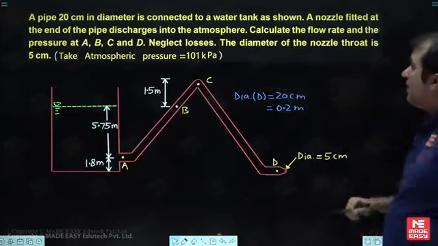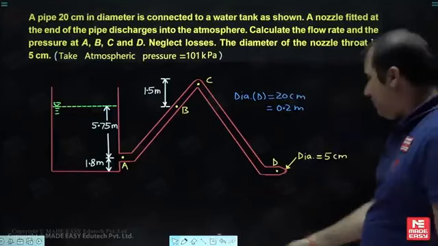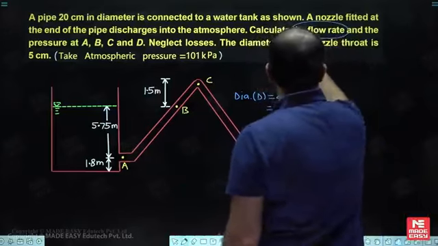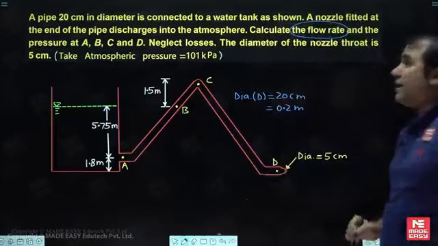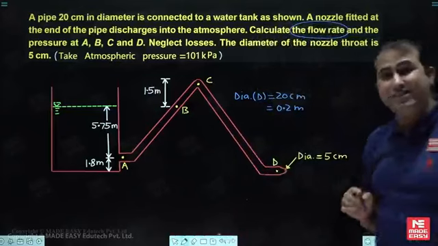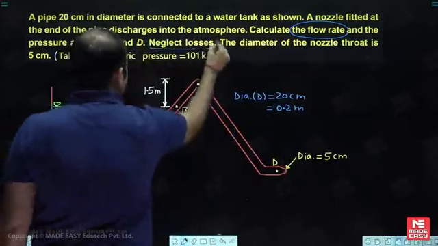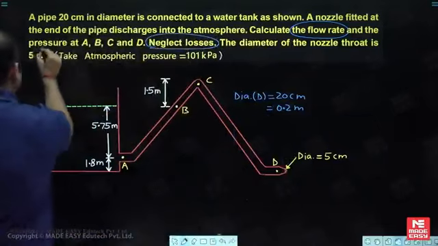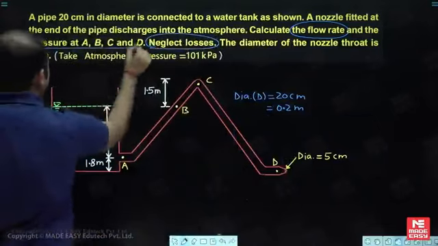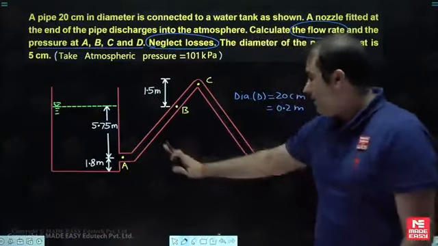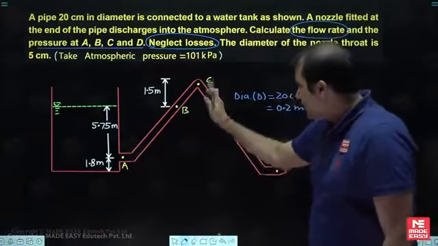Calculate the flow rate. That means our interest here is to calculate the value of discharge. And the pressure at A, B, C and D, neglect losses. They have given in the problem to neglect losses. My dear, while solving this problem we will not consider losses, and they asked to find out the value of pressure at A, B, C and D. Where are A, B, C and D? This is A, this is B, this is C, this is D.